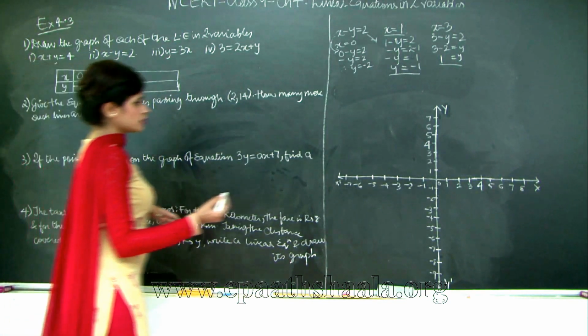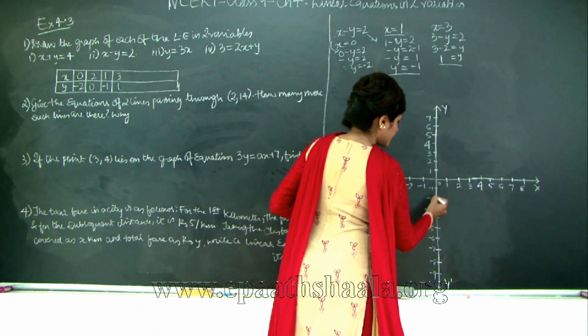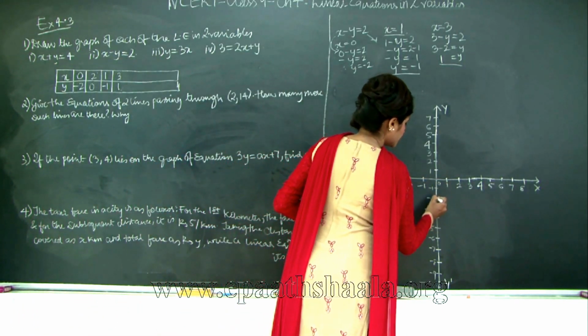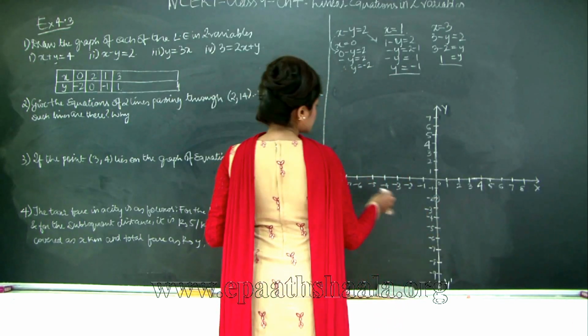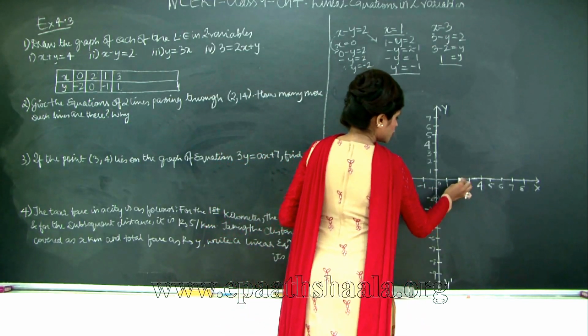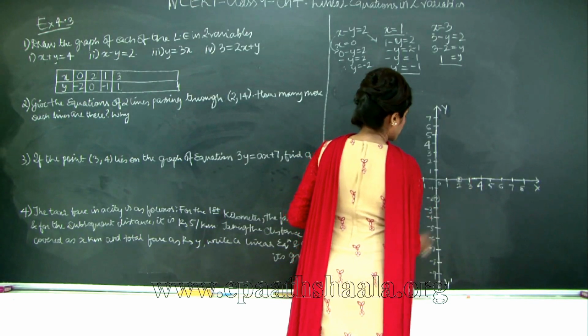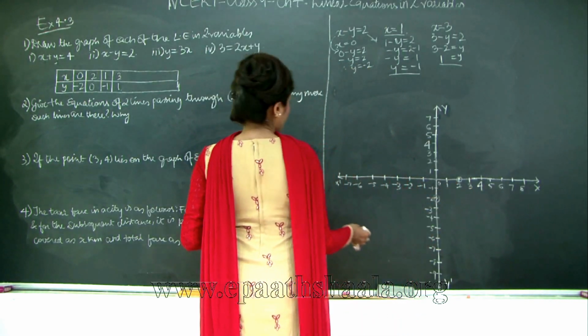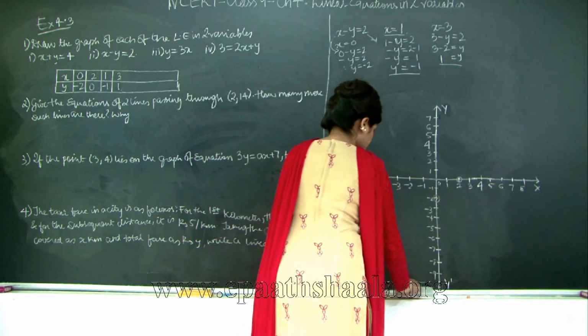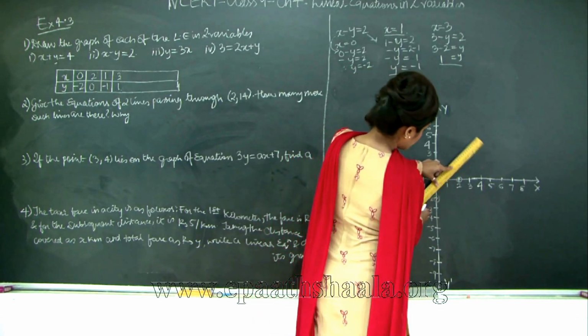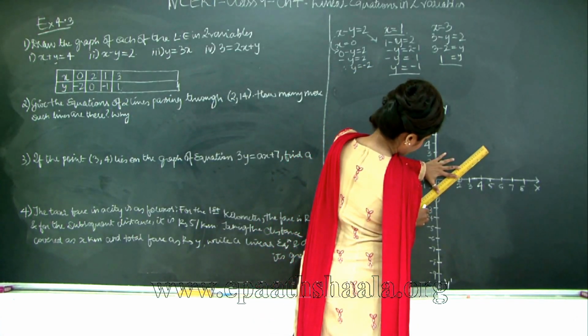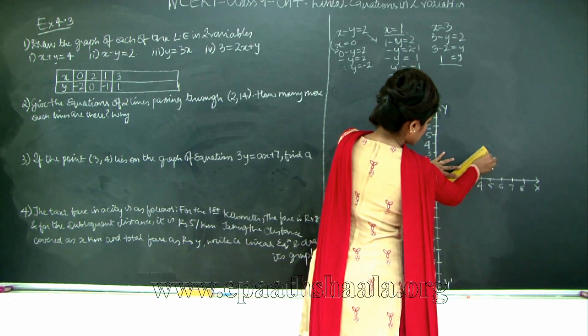So, first one is 0 and minus 2. So, 0 and minus 2 is this point here. Then I have 2 and 0. So, 2 is here and 0 on the axis itself. Then I am just going to connect these two points.